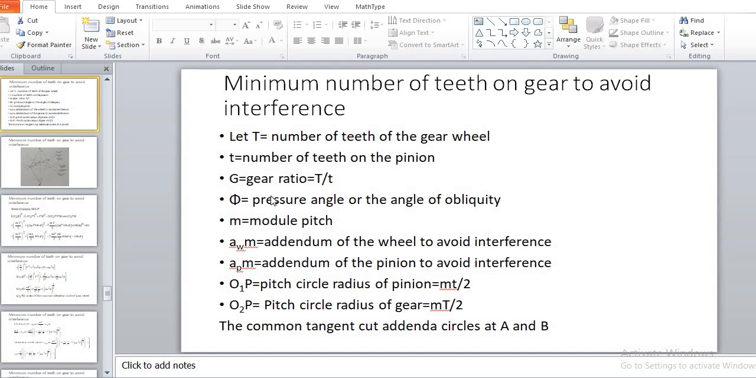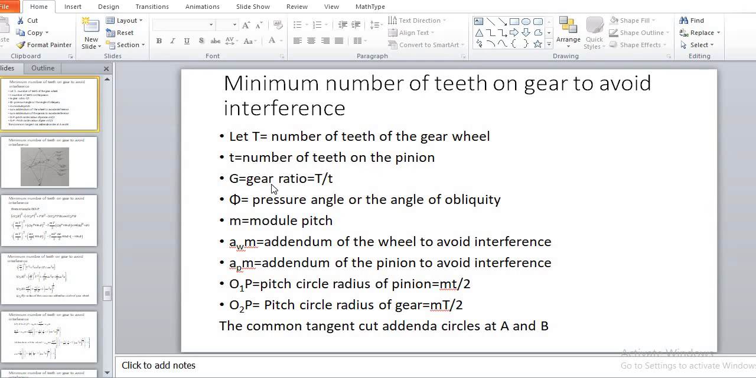So how many teeth should be on that gear to avoid interference? That derivation we derive here. In this derivation we consider these notations. Capital T is the number of teeth on the gear wheel. Small t is the number of teeth on the pinion.